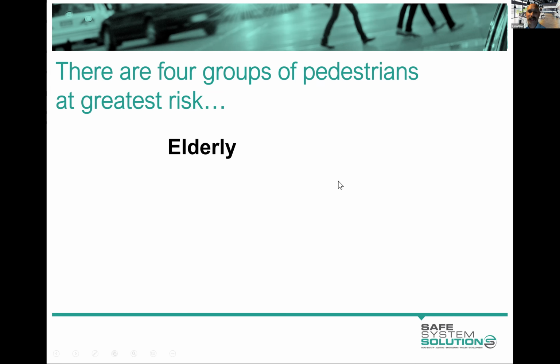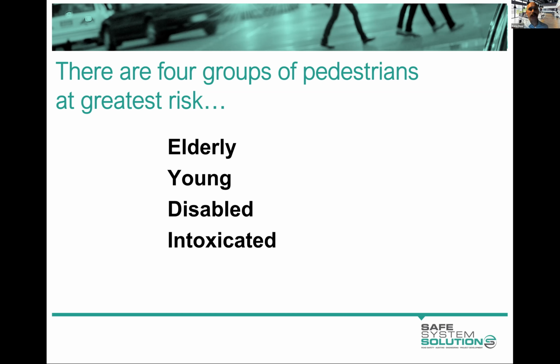But let's have a look here. Elderly, the young, the disabled, and the intoxicated. So the elderly obviously have more cognitive challenges in terms of processing information, making those quick choices, and they're slower to cross roads. Young have cognitive challenges in processing information as well, but are often quick and dart out and small and hidden by things.